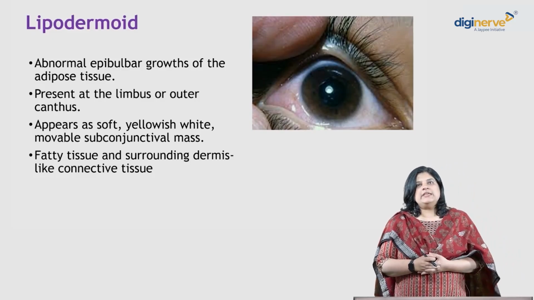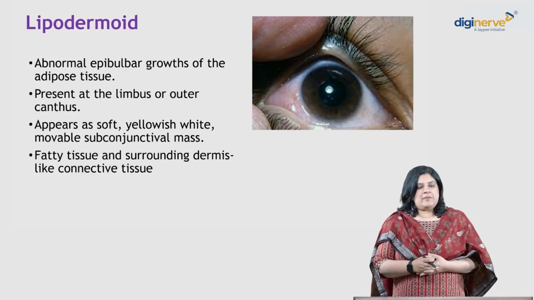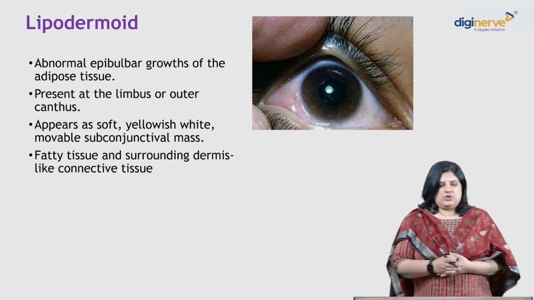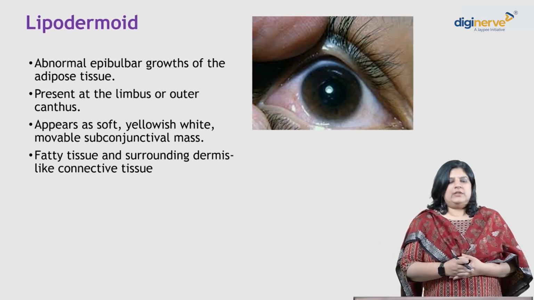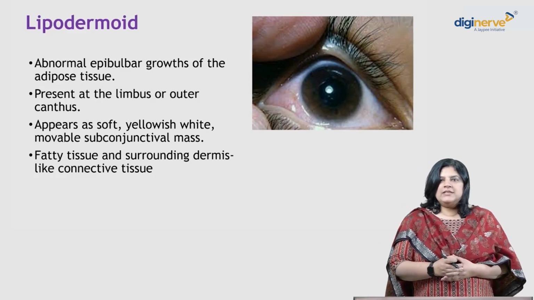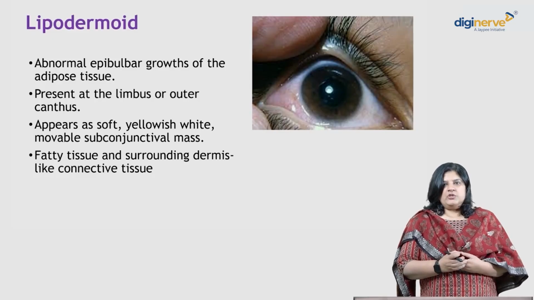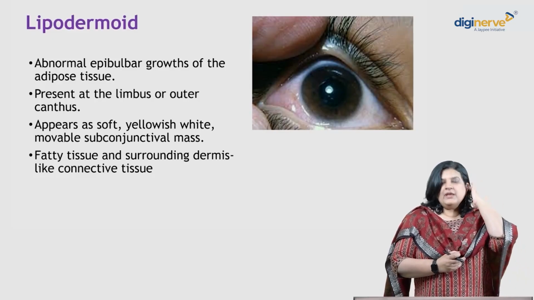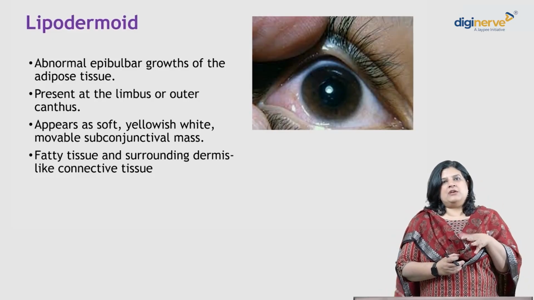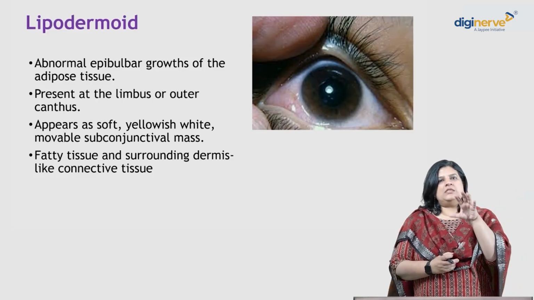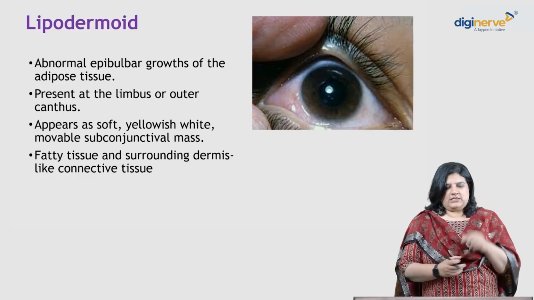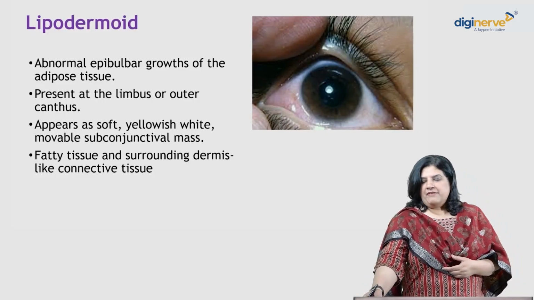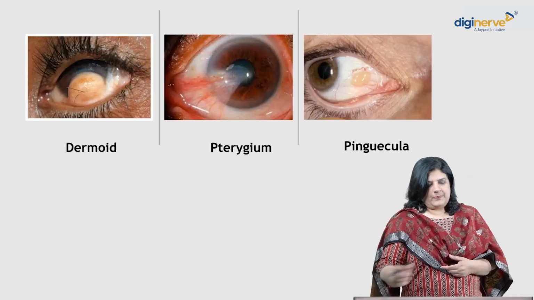Now, it is usually seen as an abnormal epibulbar growth of adipose tissue present at either the lateral canthus or the limbus. Soft because it's fatty, yellowish again because it's fatty, and it's a subconjunctival mass. So the conjunctiva overlying this mass is not freely mobile. So it's strictly adherent to that mass. And there is a dermal fatty tissue related to this.